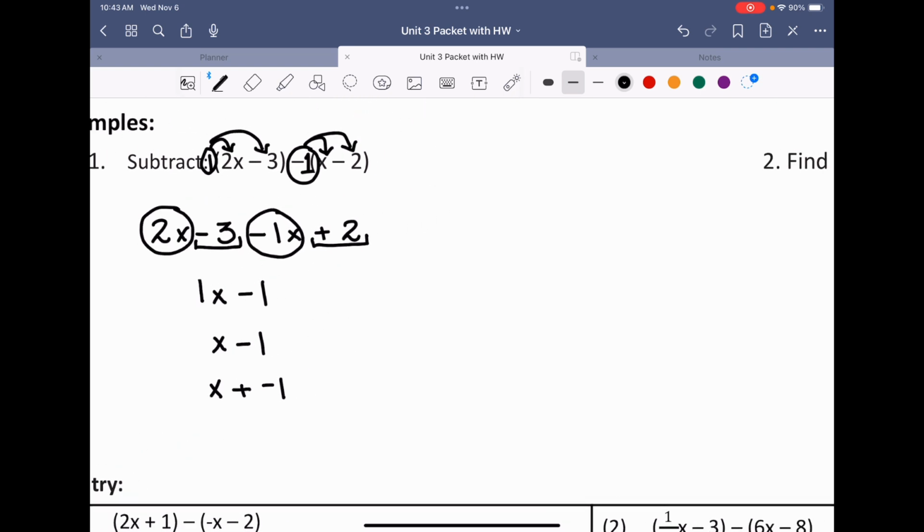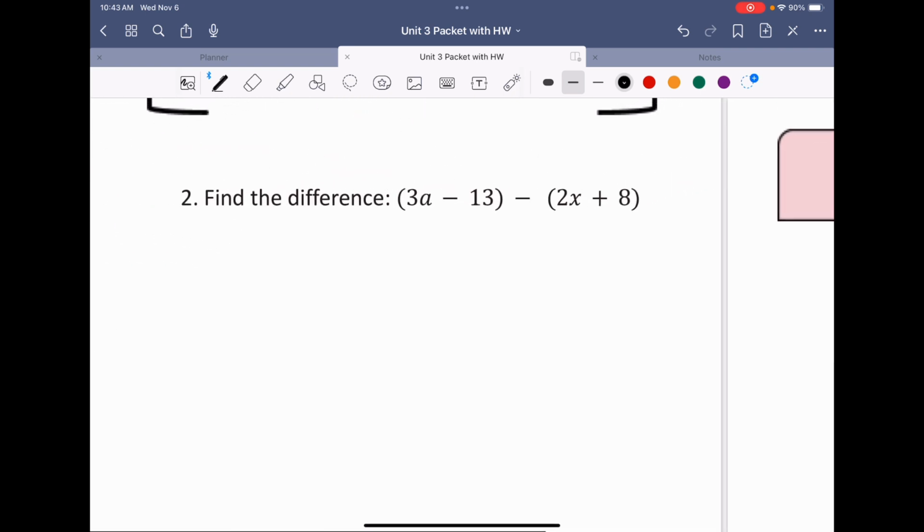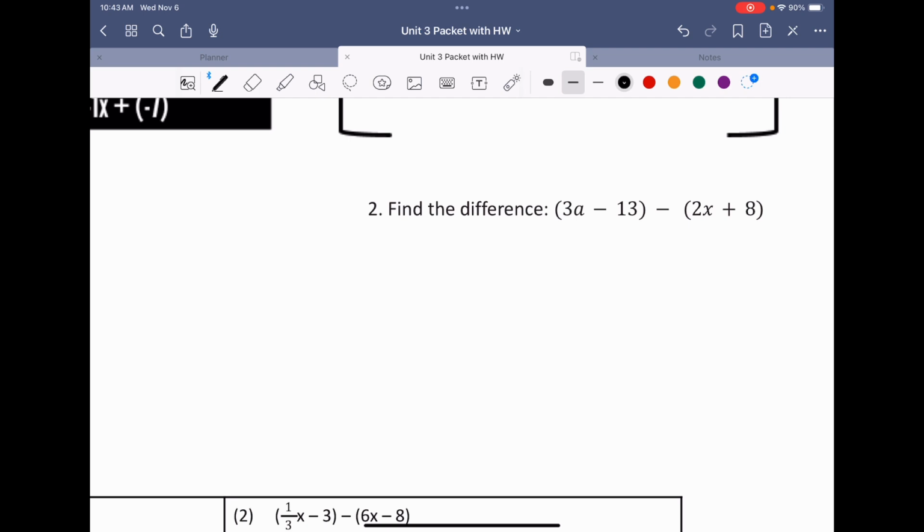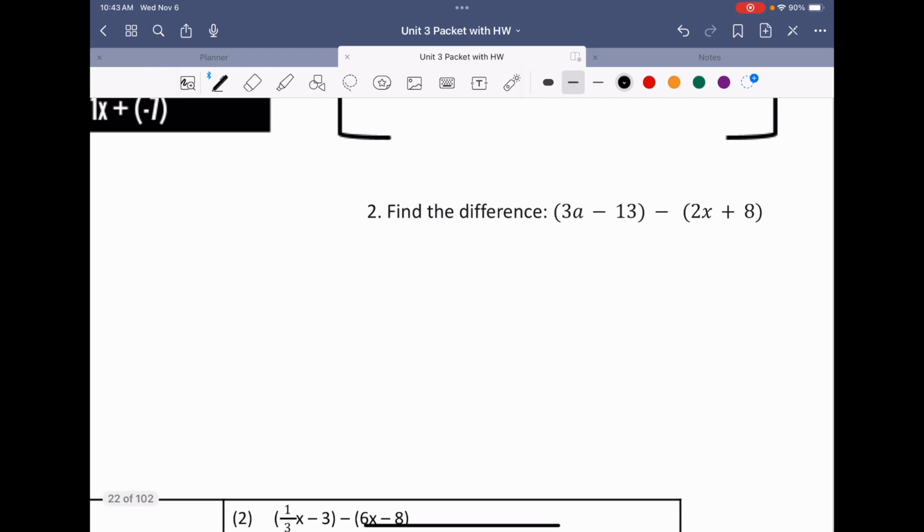Let's try another one. So find the difference, and I've got my 2 here. First thing I always need to do is, if there's parentheses, I have to use the distributive property to get rid of the parentheses. So remember, there's technically an invisible 1 in front of my parentheses. This is a -1. I'm going to go ahead and distribute it into all the terms on the inside.